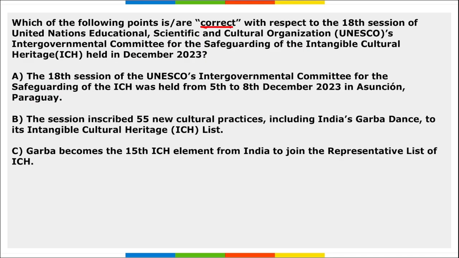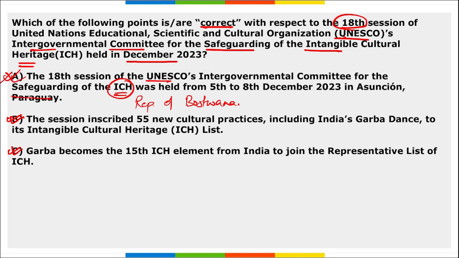Next is which of the following is correct with respect to 18th session of UNESCO's Intergovernmental Committee for Safeguarding of the Intangible Cultural Heritage held in December. If we look at the options A, B, C, option B and option C is right, A is wrong. First of all, remember why this is wrong, because the 18th session of the UNESCO's Intergovernmental Committee for the Safeguarding of Intangible Cultural Heritage was held from 5th to 8th of December in Prague. So was it held in Prague? No. Where was it held? It was held in Republic of Botswana. Right now this option becomes right.